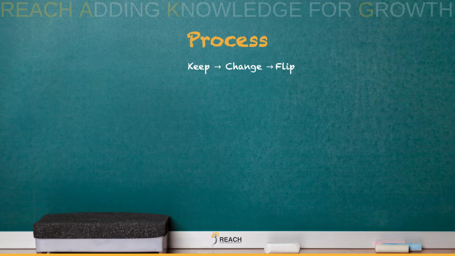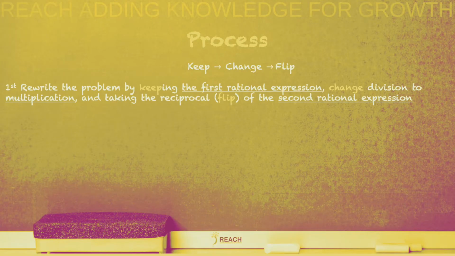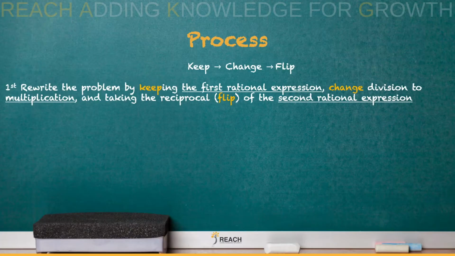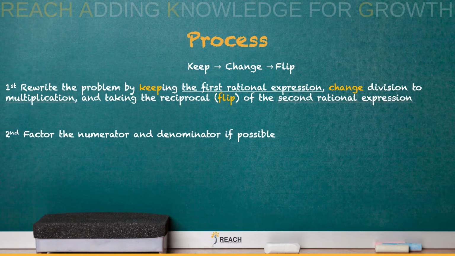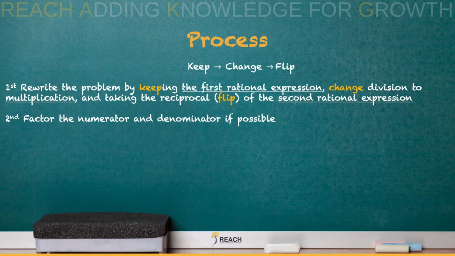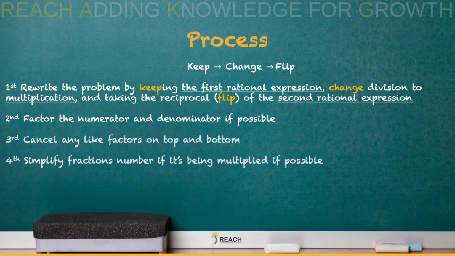So what's the process? Keep, change, flip. So we keep the first rational expression, change division to multiplication, and take the reciprocal, or flip, the second rational expression. And then you just factor your numerator and denominator if possible. Cancel any like factors out on top and bottom. And always simplify fractions if you can. You're just following the same directions as when we were multiplying rational expressions, except you're doing a keep, change, flip.